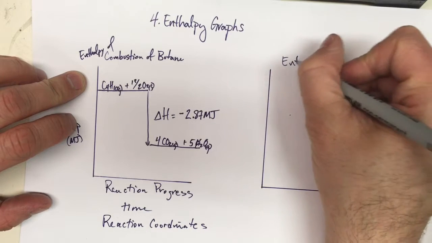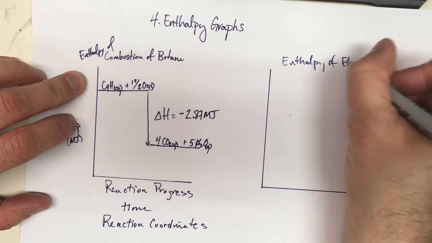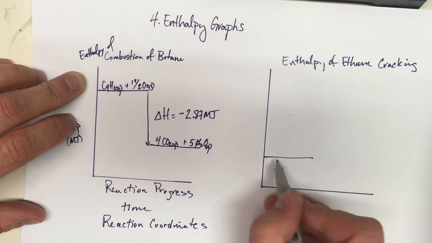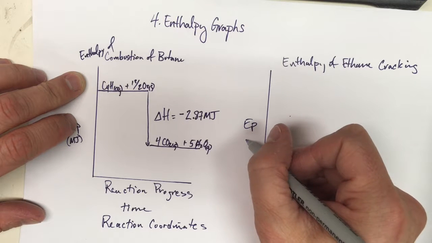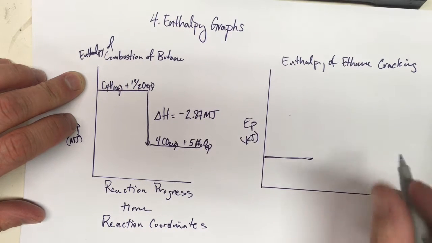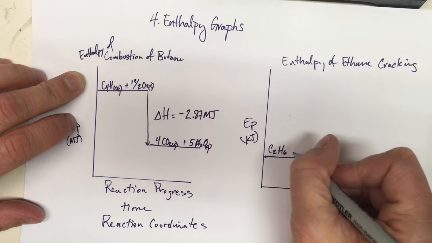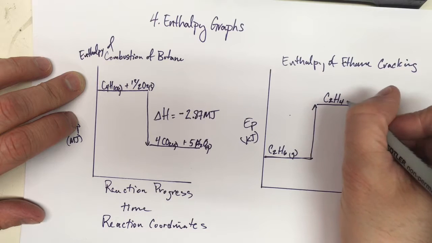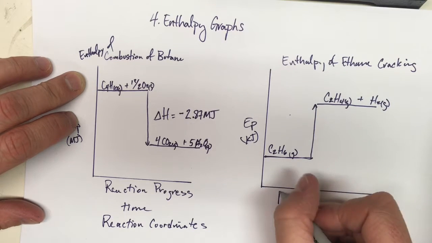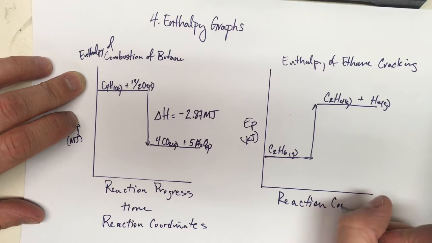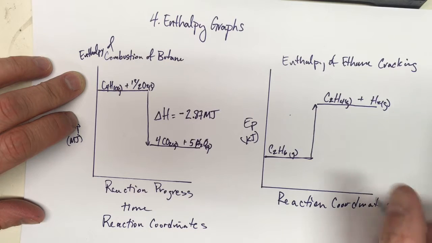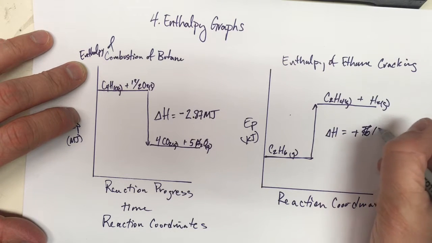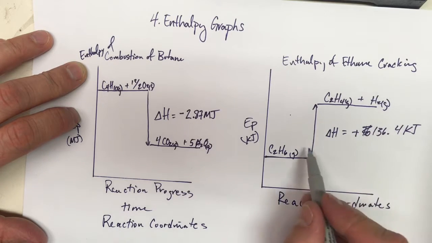If we had the enthalpy of ethane cracking, which we just saw in a previous video was an endothermic reaction, then I have my reactants down here, and my potential energy, I believe it's kilojoules in this case, is down here, and we had ethane, and we had to put energy into it, and then it broke down into ethene and hydrogen gas. This is reaction coordinates. We need to have a label on our graph here, and the enthalpy of this reaction was positive 136.4 kilojoules, and that's per 1 mole of this.